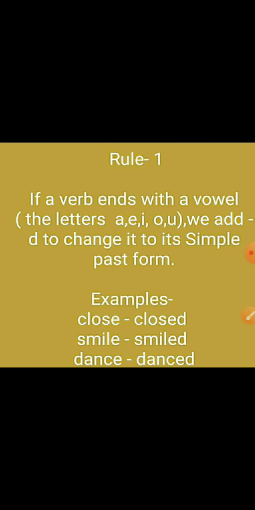Now, let's learn the rules. If a verb ends with a vowel, the letter E, we add D to change it to its simple past form. You can see here the words: close, smile, dance. These words end with E, that is a vowel. So in these words we will add D to frame the past tense. Close, closed. Smile, smiled. Dance, danced.